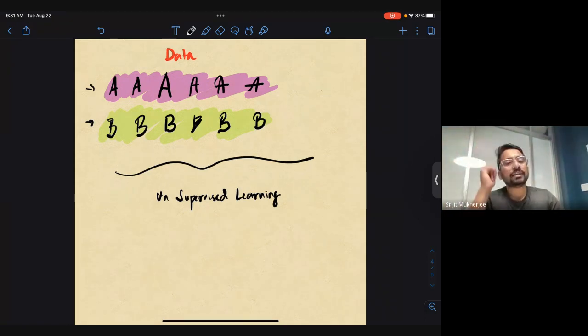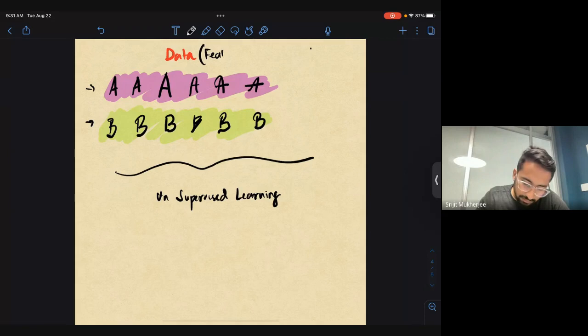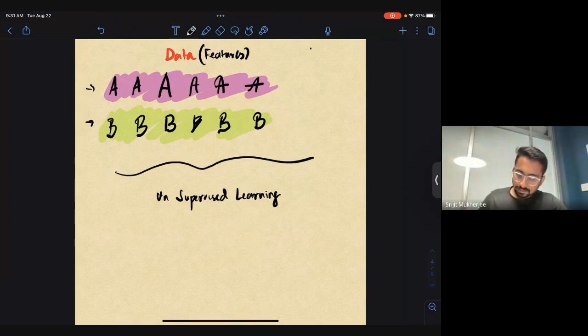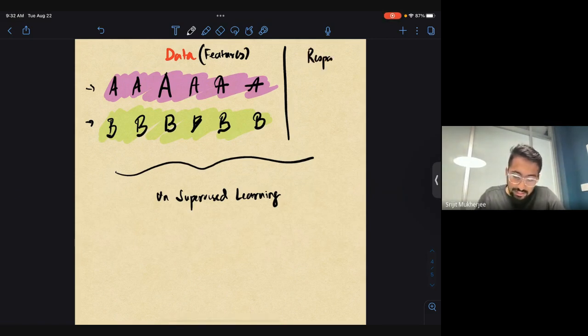Now, the mom comes back after talking to her friend, and she tells the child. So let's call this features, because it's a feature of the data set. It's like the feature of A, the letter A. The mom comes back and tells the child that this is the letter called letter A. Say letter A. So that's how they teach, right?